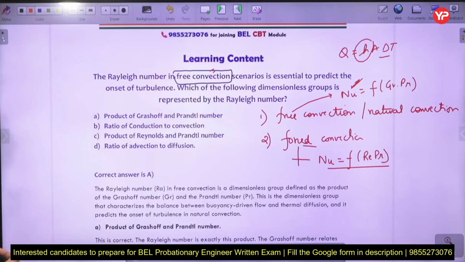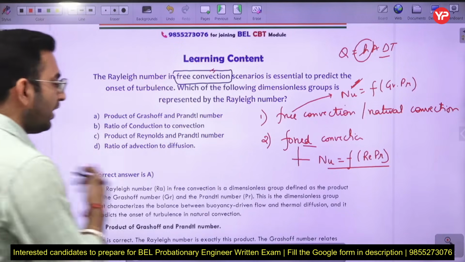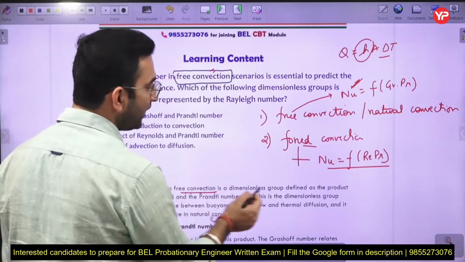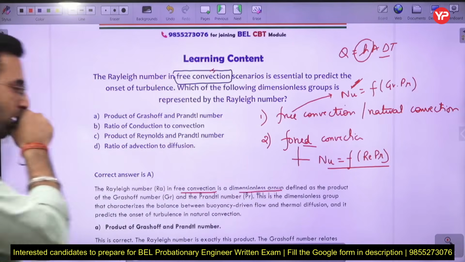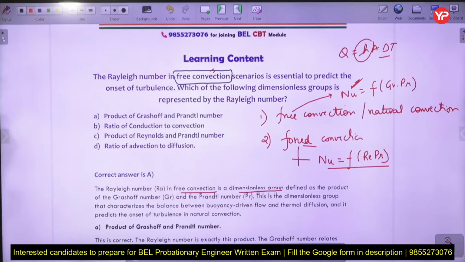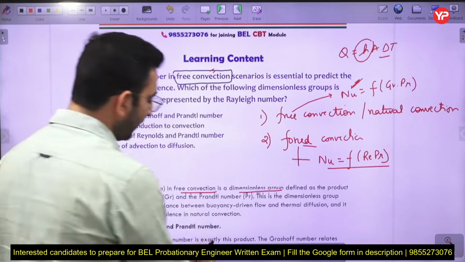Now here we have one number which is known as the Rayleigh number. What is the meaning of Rayleigh number here? Rayleigh number is basically related to the free convection part. Again, it is a dimensionless group. Now how do we define it? Just see one more thing.